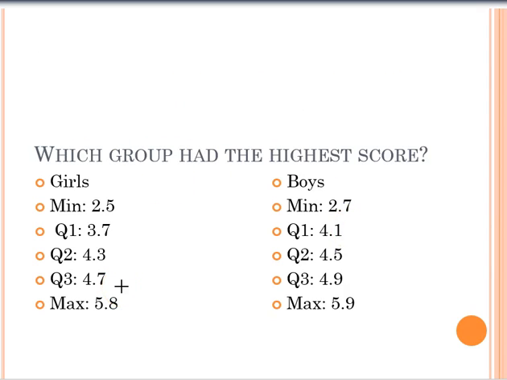The first question asks us which group had the highest scores, and we can look at this by looking at the summary statistic of the maximum. You can see that the maximum any girl scored was 5.8 on their test, whereas the boy had a highest score of 5.9, so the boys have the highest score in the class.